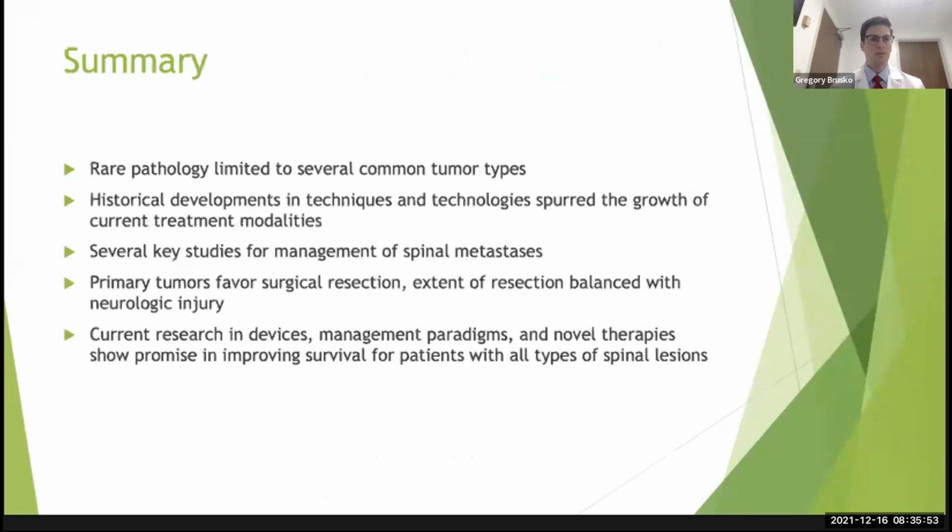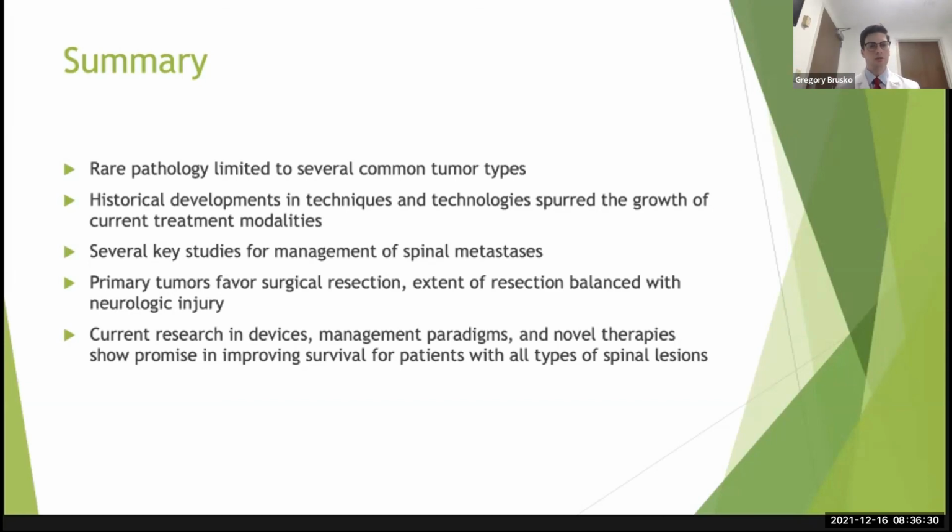And so, in summary, we discussed that while spinal tumors are a rare pathology, they tend to be limited to several common tumor types that we discussed. Historical developments over the years and different techniques and technologies have really spurred the growth of a lot of the current treatment modalities that are still in use today. And we touched on several key studies like Patchell, and the NOMS framework for management of spinal metastases. But there are also primary tumors that tend to favor surgical resection. But obviously, the extent of resection must be balanced with the risk of causing iatrogenic neurologic harm to the patient.